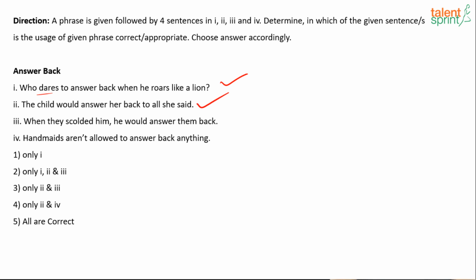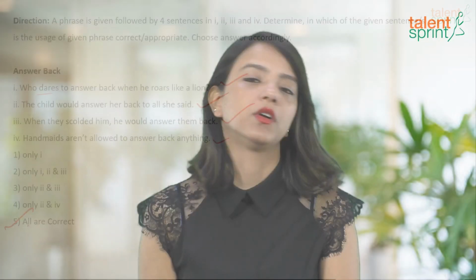When they scolded him, he would answer them back. So whenever he got scolded, he would always reply back in a very rude manner, with his comebacks, if he has any. Handmaids aren't allowed to answer anything back. So they are not allowed to reply to anything that is asked. Yes, so all are correct again, all right.